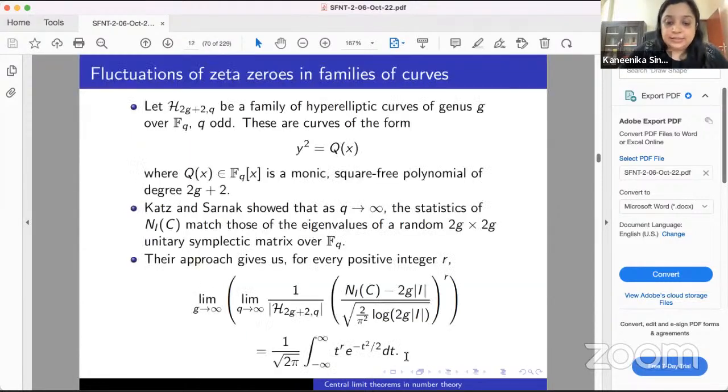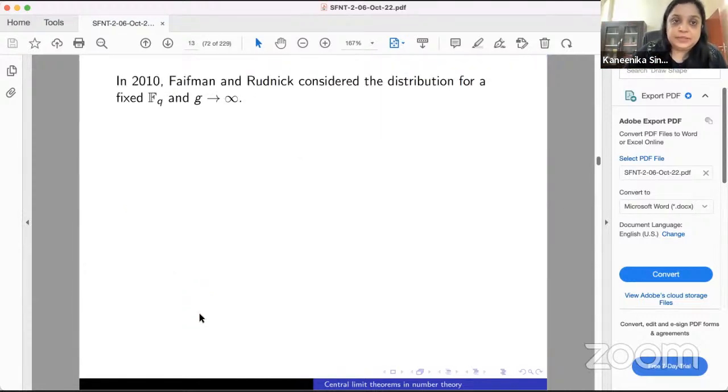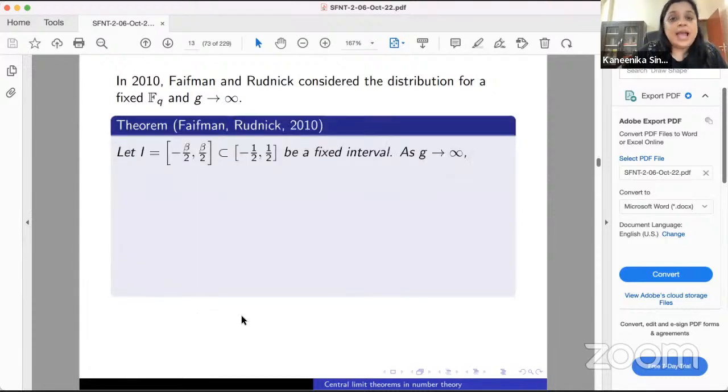Now, of course, the question is, as I had mentioned, we can also ask what happens if you fix q and let the size of the families of curves go to infinity. This question was considered by Dmitry Faifman and Zeév Rudnick. They considered this distribution for a fixed F sub q, and they proved the following. Let us state their theorem.